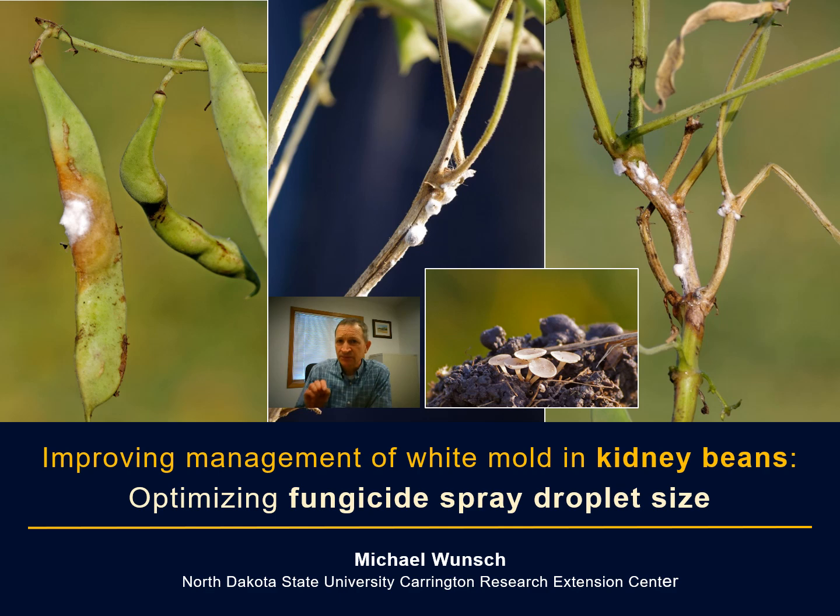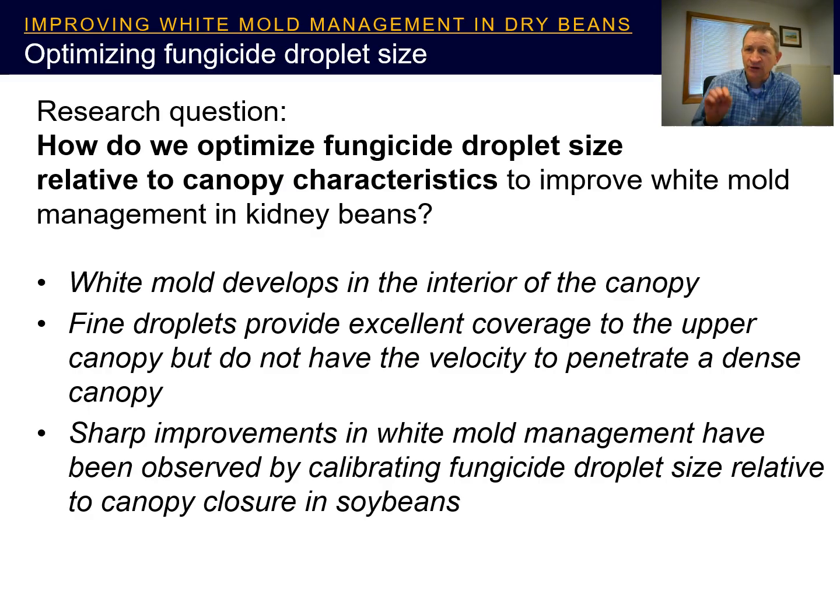I'd like to take this moment to share with you what we have learned about calibrating fungicide droplet size relative to canopy characteristics for improved white mold management in kidney beans. We started this research on the basis of research conducted in soybeans, where we found that calibrating the fungicide droplet size relative to canopy characteristics enables us to sharply improve white mold management in soybeans.